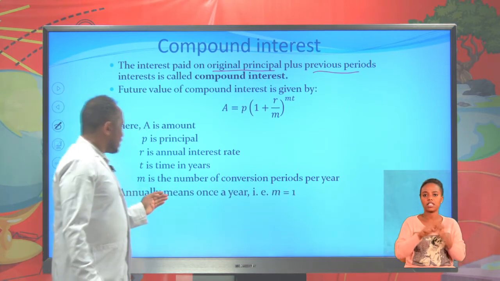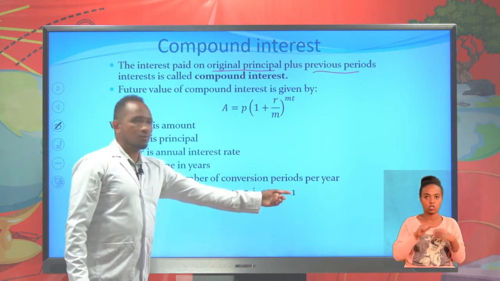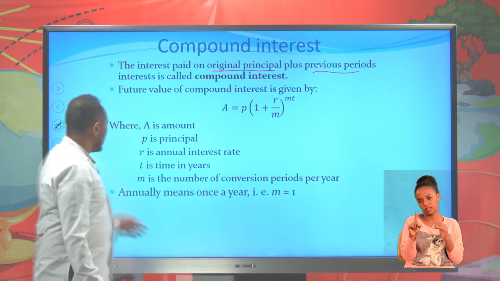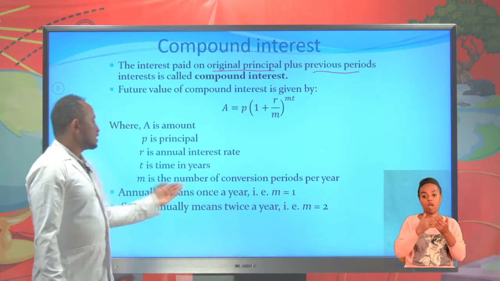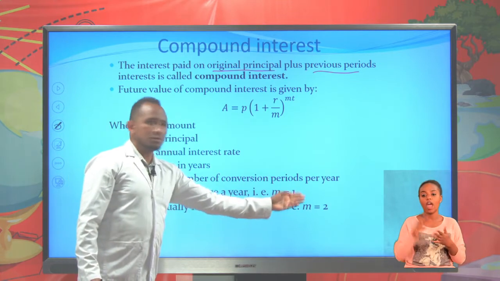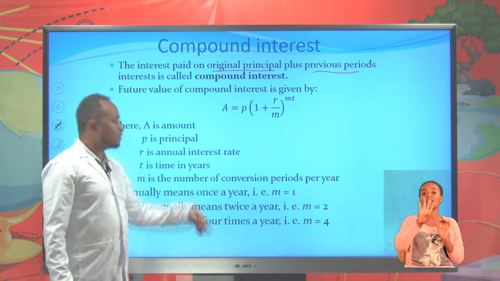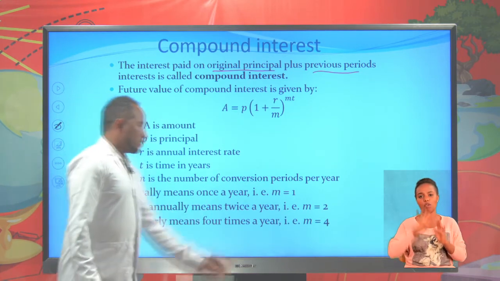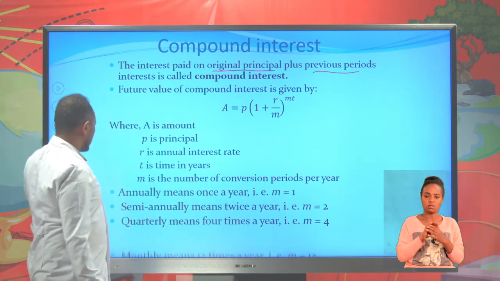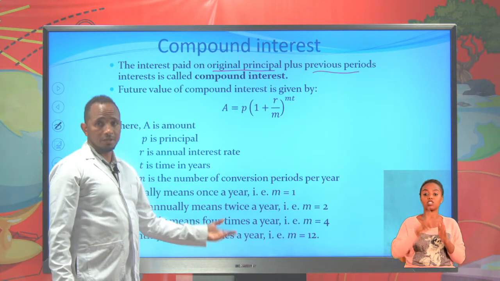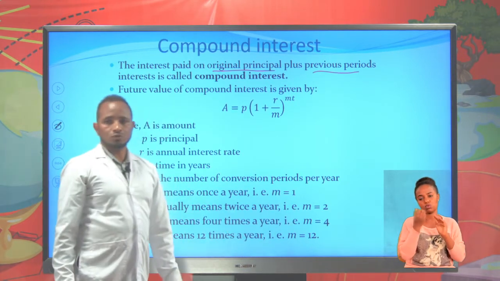For example, annually means once in a year, so the number of conversions will be 1 for annually. Semi-annually means twice in a year, so the number of conversion periods will be 2, m is equal to 2. Quarterly means 4 times in a year, so m is equal to 4. And monthly means 12 times in a year, therefore m is equal to 12.